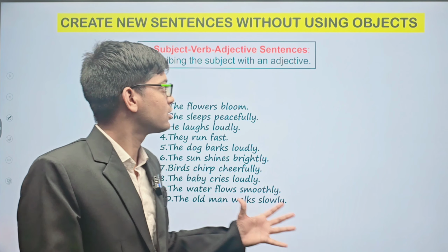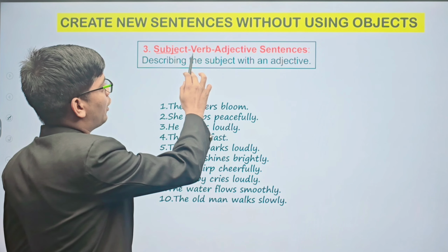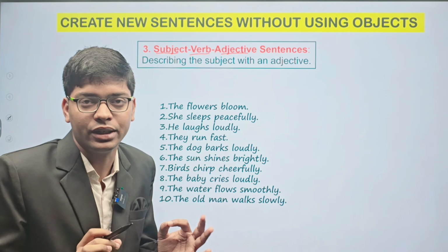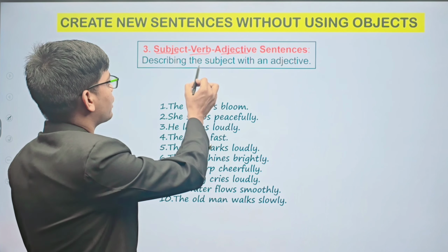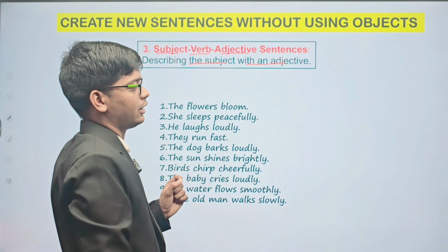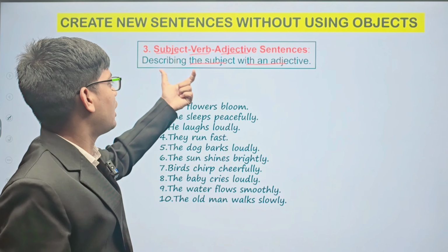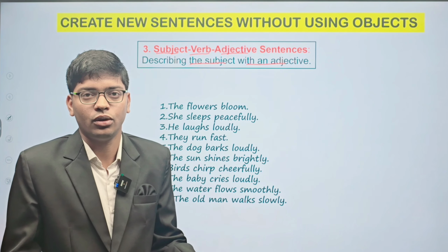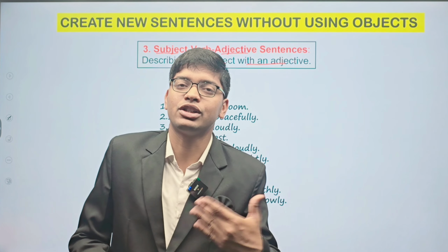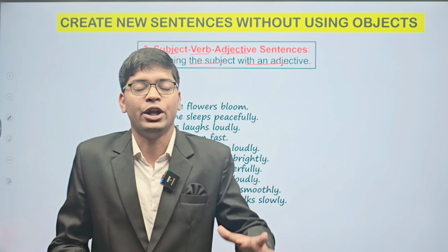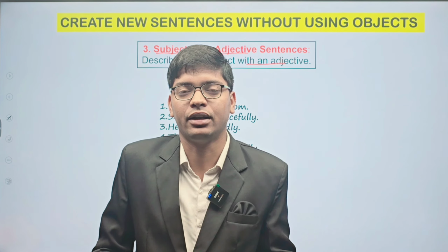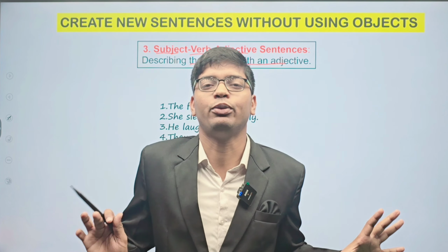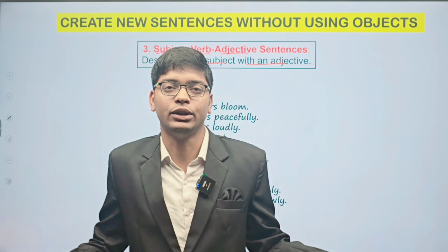Our next way is subject-verb-adjective sentences. Describing the subject with an adjective, you can create new sentences. You can use these types of sentences in your conversation, in your writing, in your speaking. This is a very useful way to learn and to create new sentences.